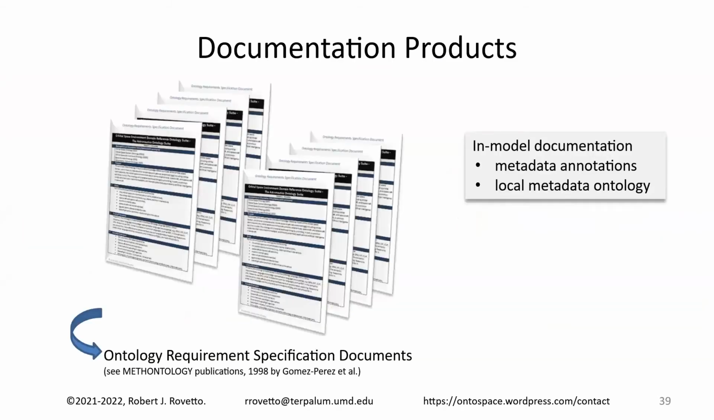In terms of the documentation tasks, some in-progress documentation products include ontology requirement specification documents, of which the literature talks a good deal. And this involves the specification of some focus areas for the project and desiderata and its purpose and so forth. Other documentation products include in-model documentation, so that's effectively the annotations in the ontologies themselves. And I also have in progress a local metadata ontology for the models that I'm creating.